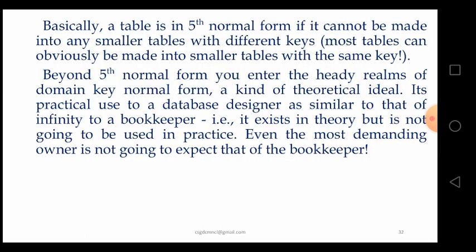Basically, a table is in fifth normal form if it cannot be made into any smaller tables with different keys. Master tables can obviously be made into smaller tables with the same key.